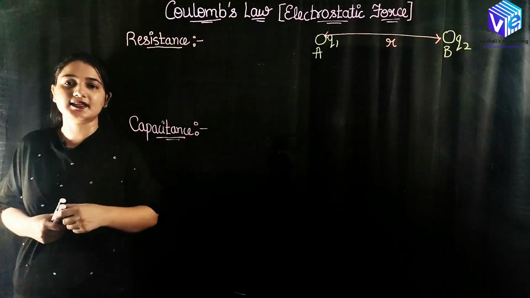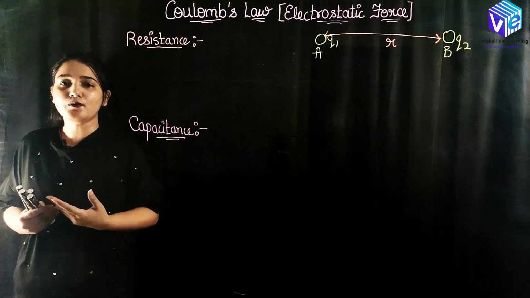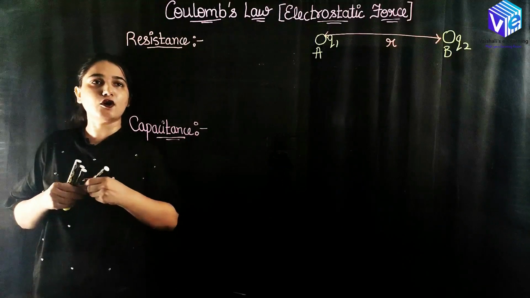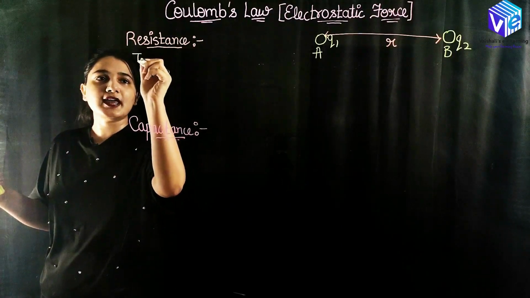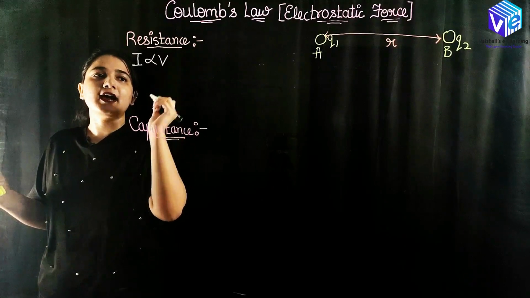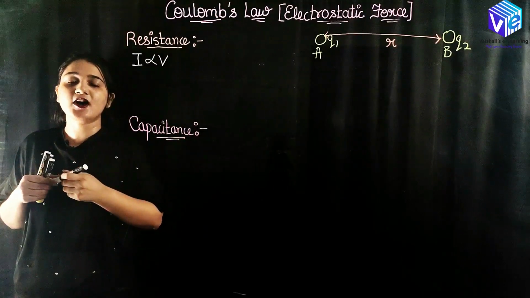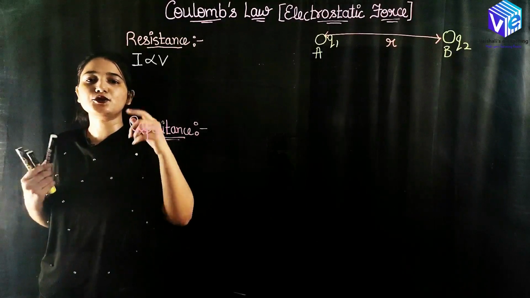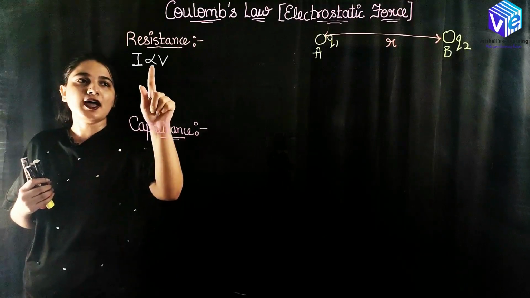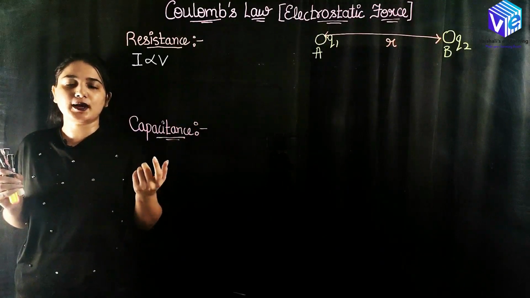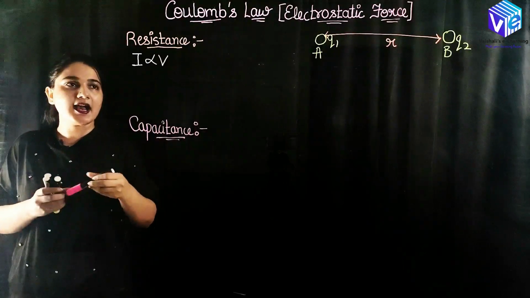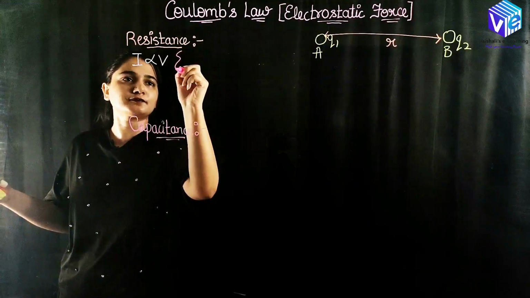So what is resistance? We know what Ohm's law is. We all have studied about it. So what is Ohm's law? According to Ohm's law, the current produced in any circuit is directly proportional to the voltage applied at the circuit. So if I have higher voltage, it will produce higher current in the circuit. Most of us remember this law as V is directly proportional to I. Actually it is reverse, I is directly proportional to V, and this is called Ohm's law.